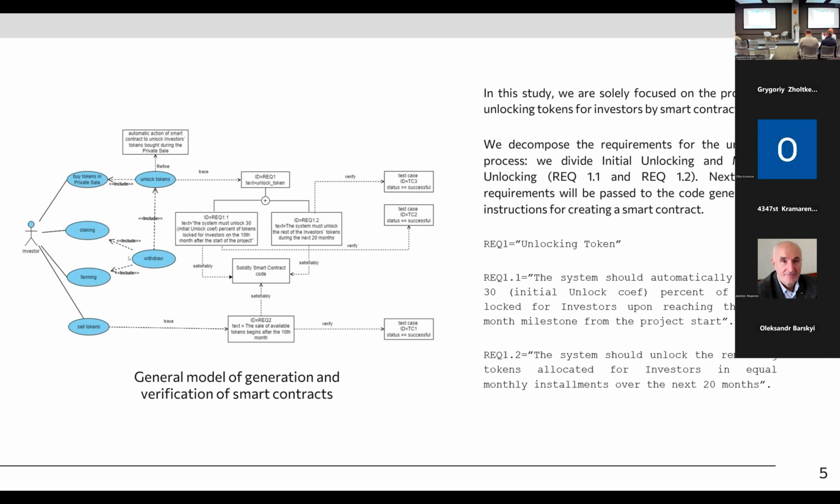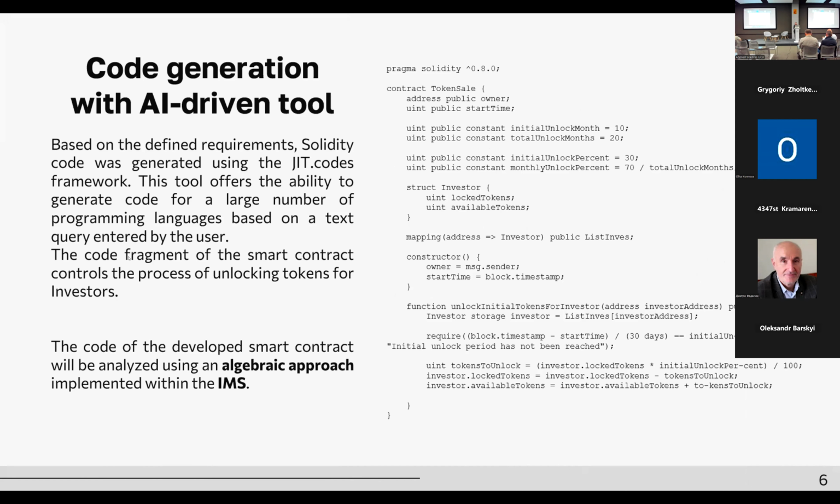So, as I have said, based on the requirements, this Solidity code was generated using the JIT codes framework. These tools make it possible to generate code for a large number of programming languages, including Solidity, based on a simple text query entered by the user. The code fragment of the smart contract controls the process of unlocking tokens for the investor. It's on the slide. And the code of the developed smart contract later will be analyzed using the algebraic approach implemented within the insertion modeling system.